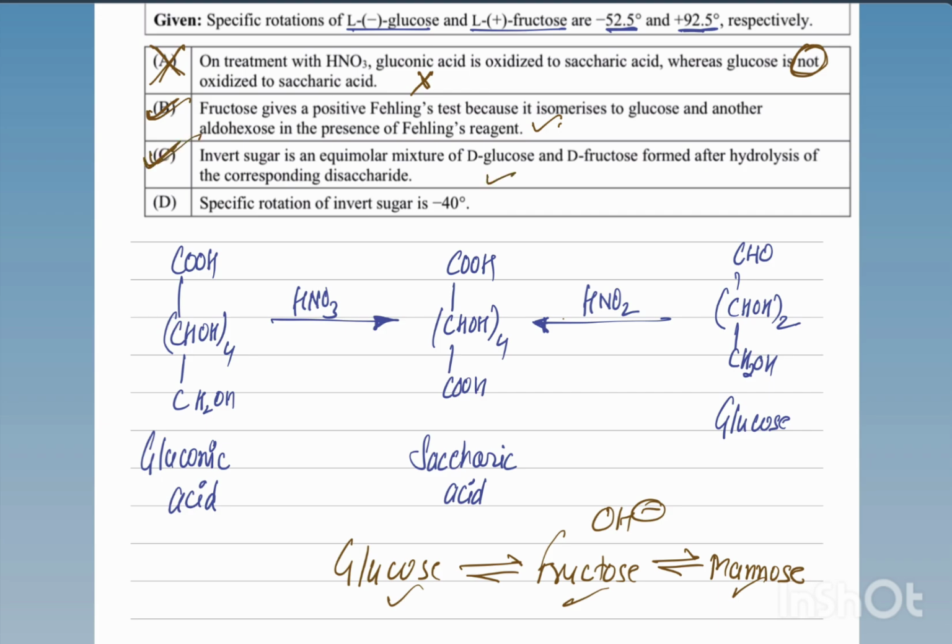And the other statement is D, specific rotation of invert sugar is minus 40. That is wrong, because if you calculate it with minus 52.5 degrees for D-glucose and plus 92.5 degrees for D-fructose, this mixture forms the invert sugar, and we have to average it, and when we average it we will get minus 20 degrees. So it should be minus 20, not minus 40. That's why this D statement is also wrong.